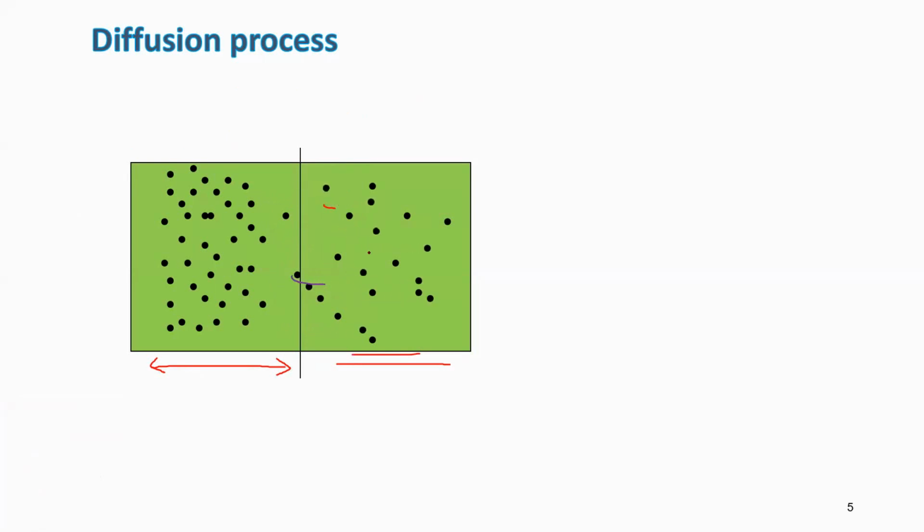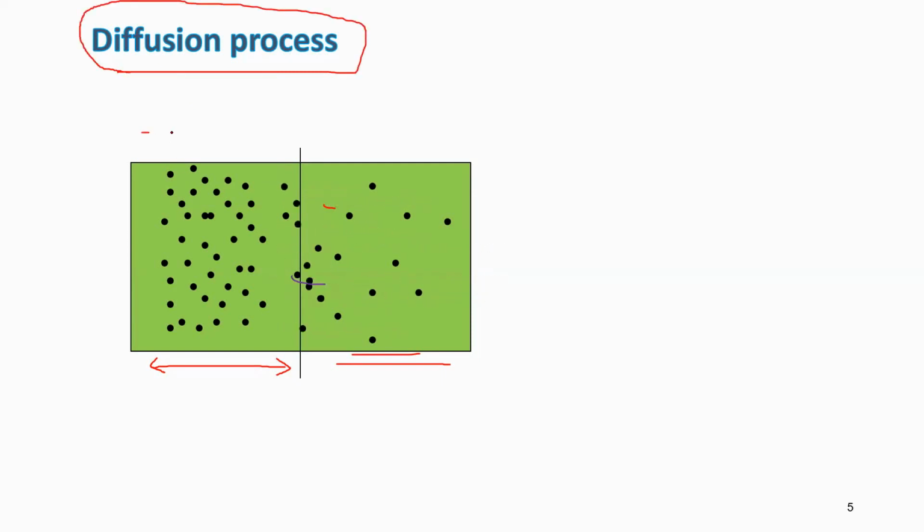Here you can see, under the effect of this, your electrons start moving to the region of low concentration. And why is this entire thing happening? This entire thing is happening because of concentration gradient. So this is diffusion. This entire thing falls under the category called diffusion.